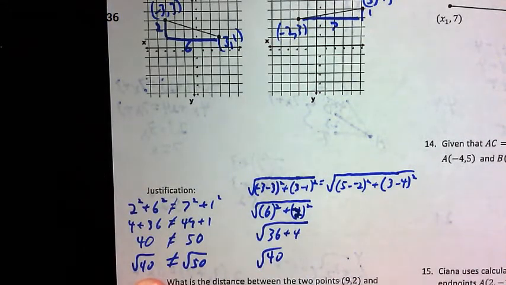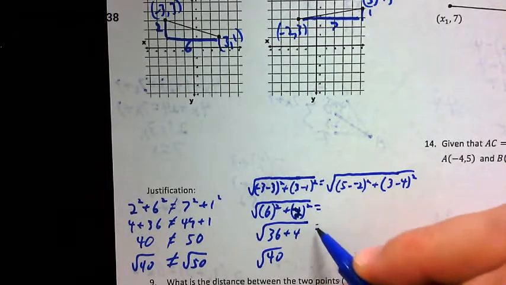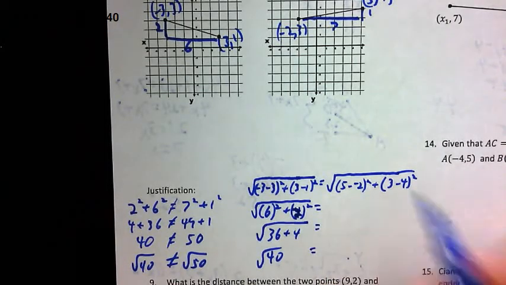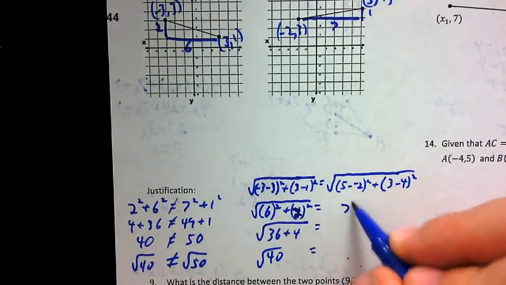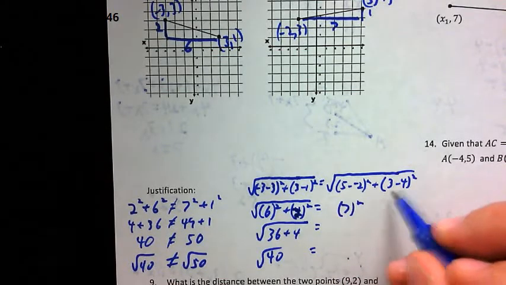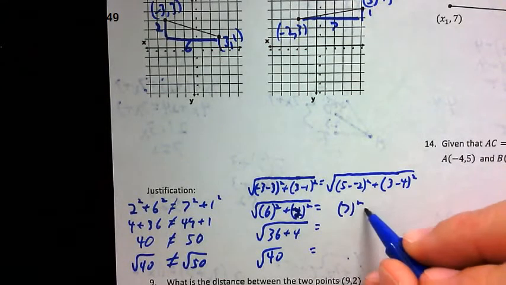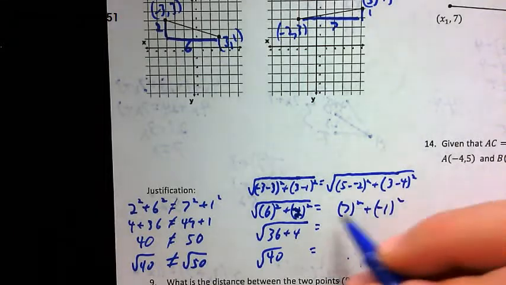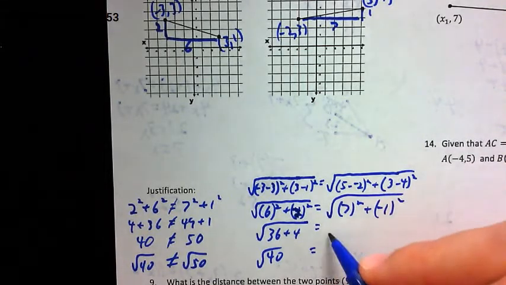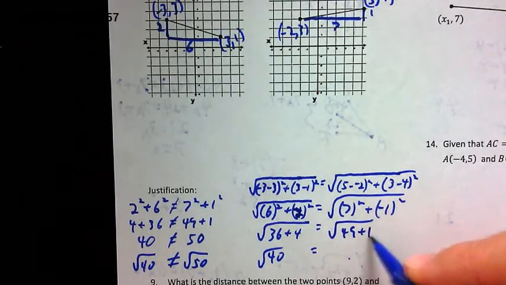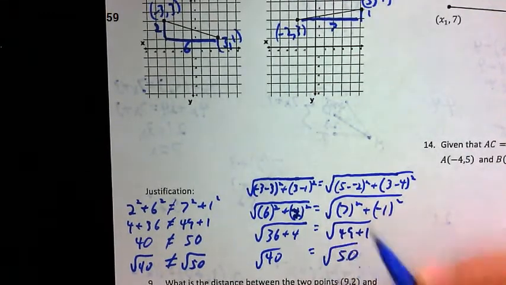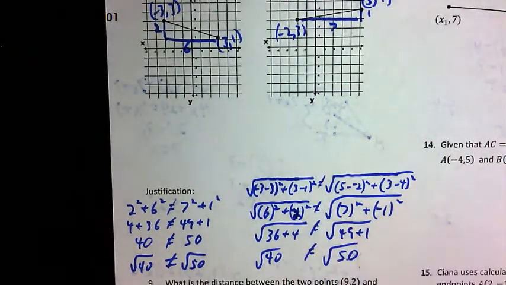Same work, right? It was just more work setting up in the beginning. Over here, same thing. If I subtract those, I get 7. If I subtract these, I get negative 1. Again, they both get squared, so they become positive. So I get 49 plus 1, which is 50. Again, these are not equal.